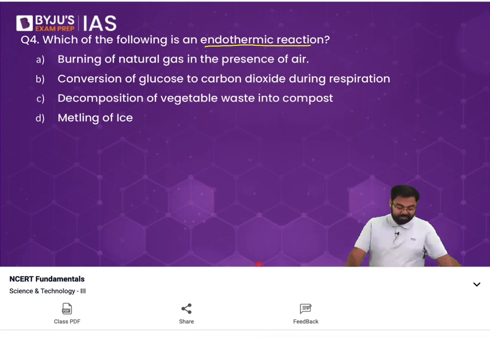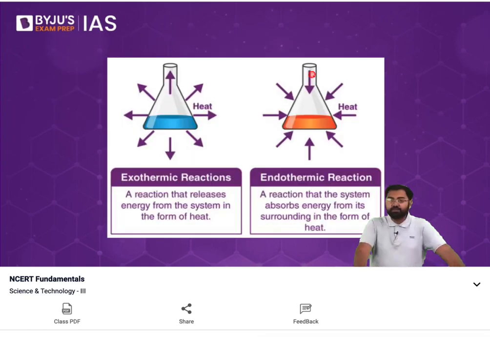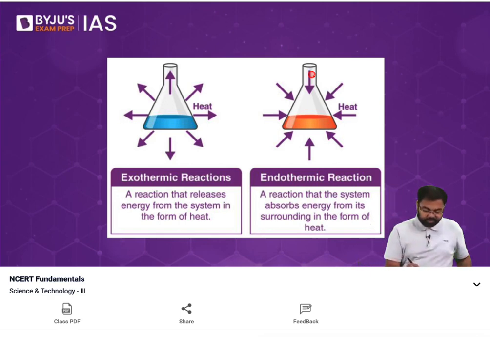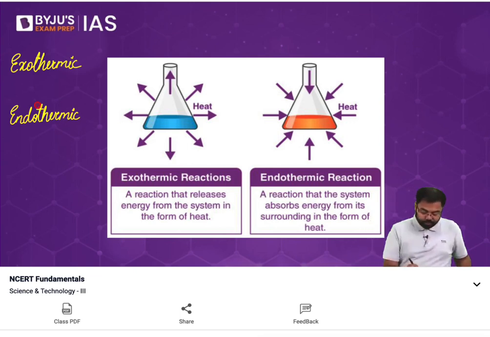Have given the correct answer. Let's begin with the discussion first. What do we mean by endothermic and exothermic reaction? So exo and endo. First of all, let's try to break down the words. Exothermic and endothermic. So when we say exo, what is exo? Something which is outside, right? Something that is out or outside. And endo is something which is inside or in.